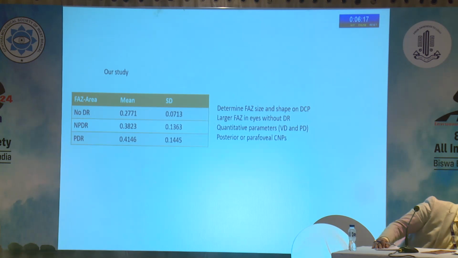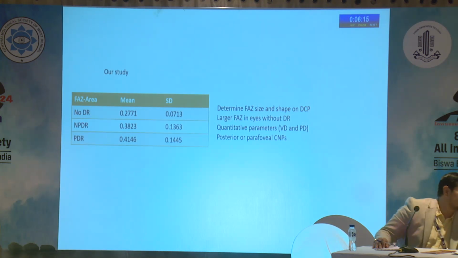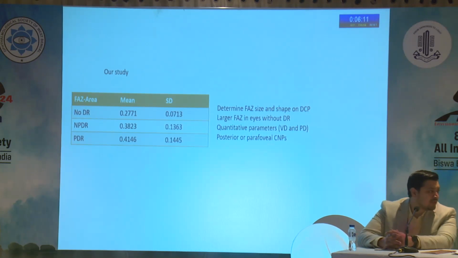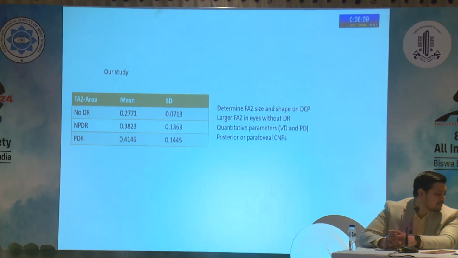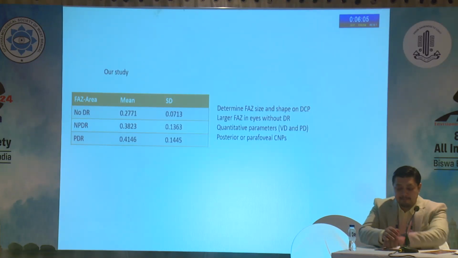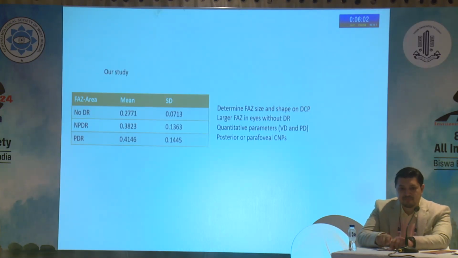And again, as Devesh mentioned, we compared the vascular density and perfusion density, and it's a logical as well as a well established fact that as the severity of diabetic retinopathy increases, both vascular density as well as perfusion density go on to decrease, in a way notifying that the disease is progressing and ischemia is progressing.